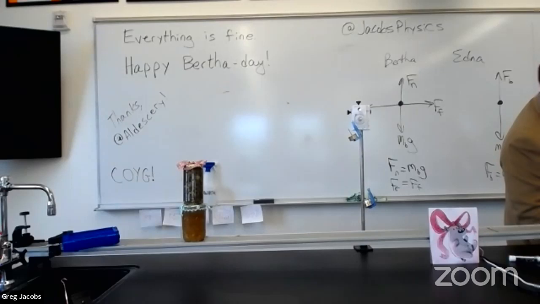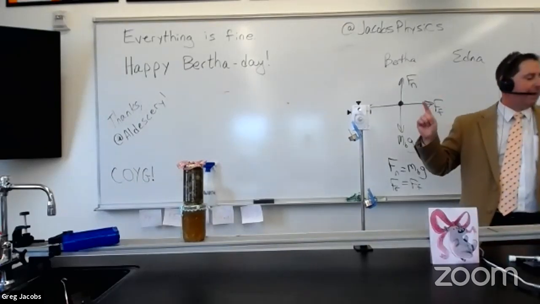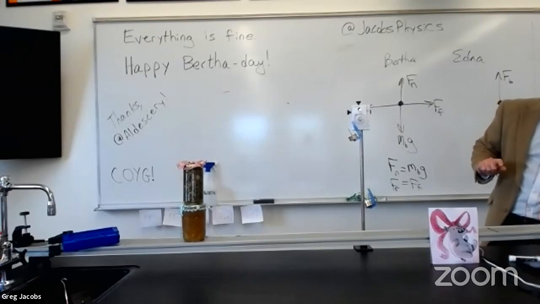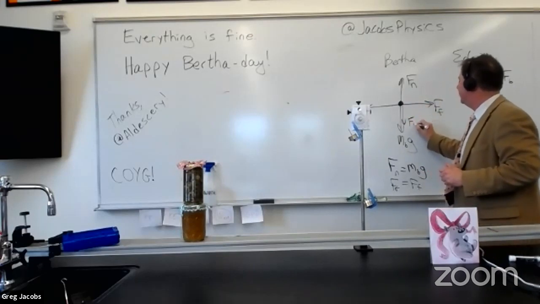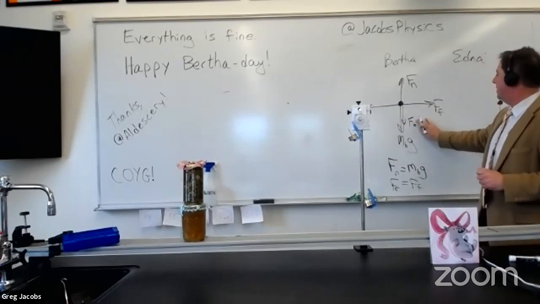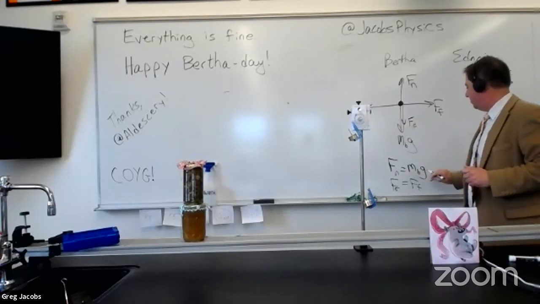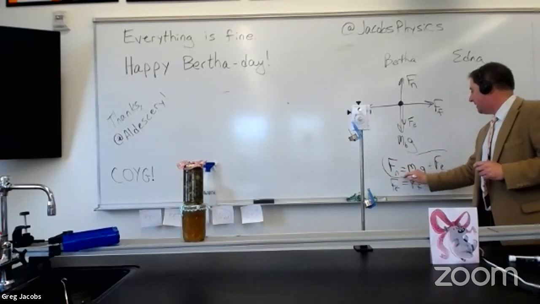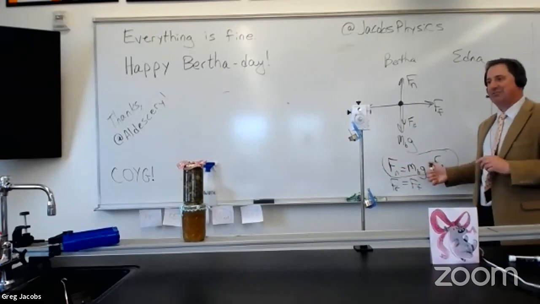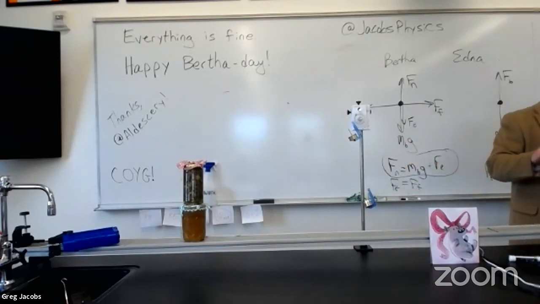Isn't Edna on Bertha? So wouldn't there be a force exerted by Edna acting down on Bertha? Oh, crap, you are correct. You're correct. I forgot that one. There is the force of Edna on Bertha acting downward, and the normal force is mBg plus Fe. Thank you. Forgot about that one. Yeah, that's right.